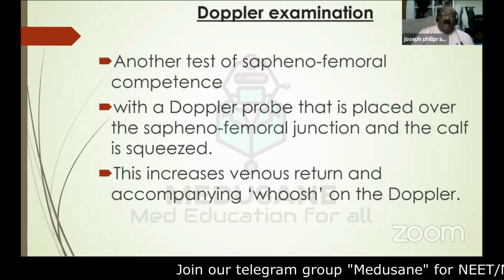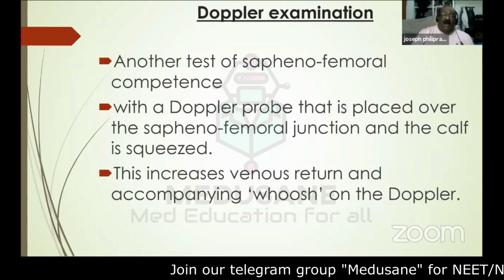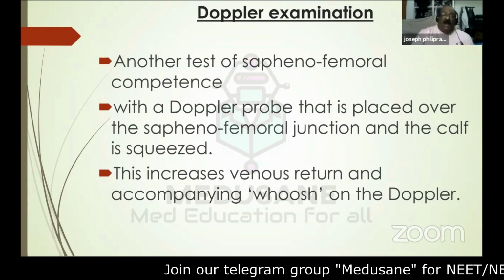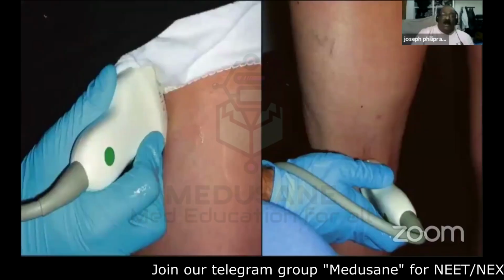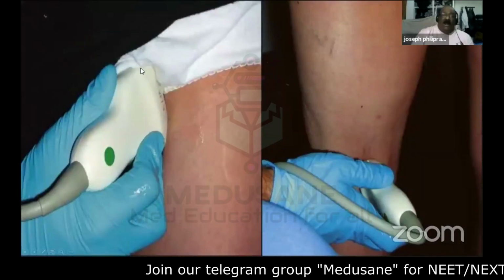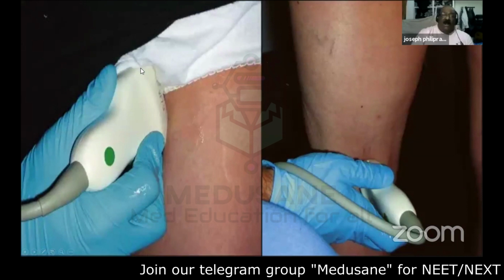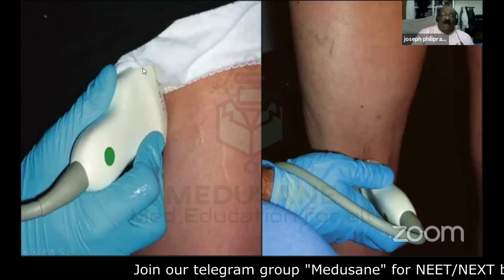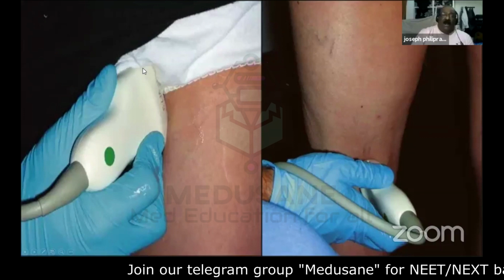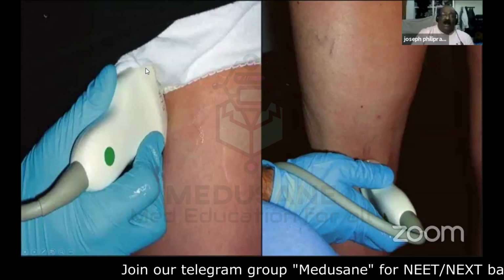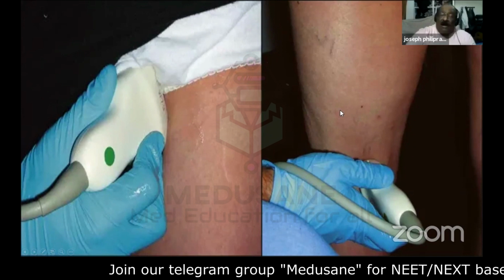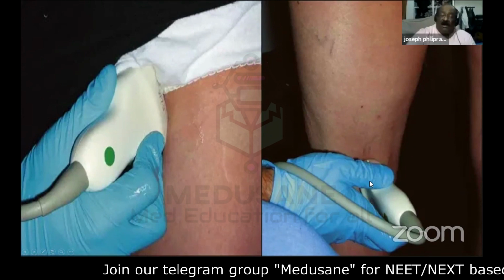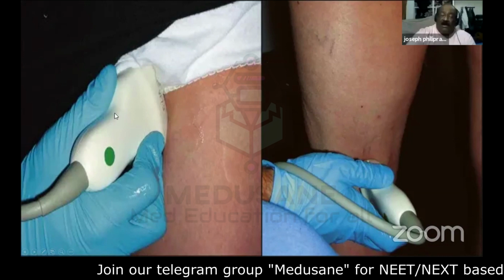Now, the probe is placed over the saphenofemoral junction. Then squeeze the calf muscles. When there is increased flow, you will hear a noise like that. At the level of perforators, you can keep the probe and see if there is any increase in the flow or the noise, which will indicate incompetence. So this is the handheld venous Doppler study.